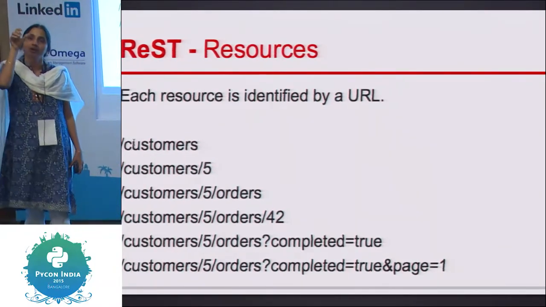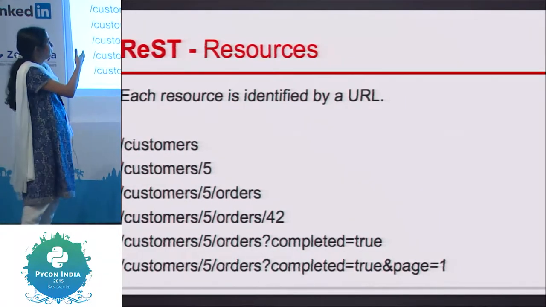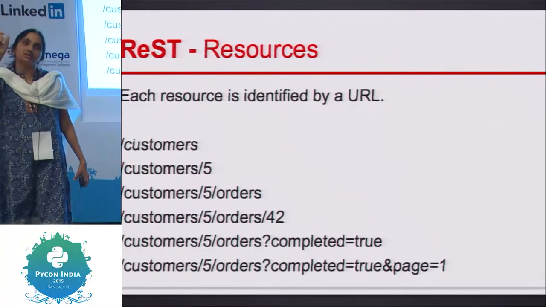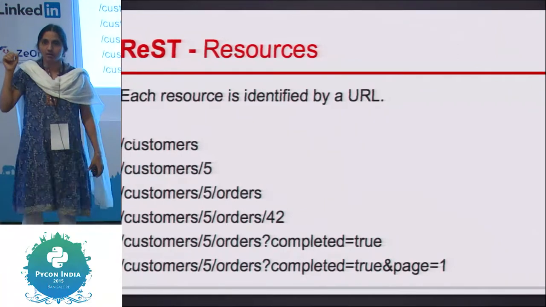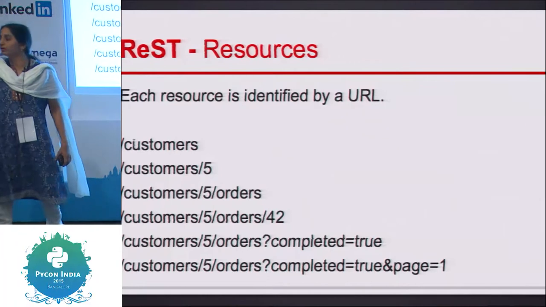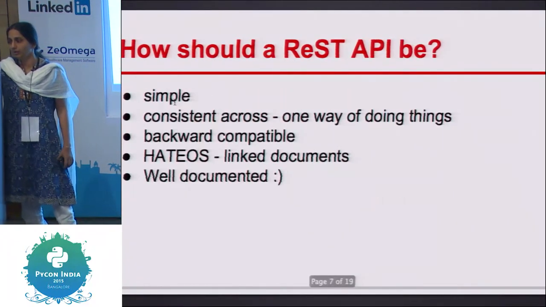The URL should be guessable. Whenever I say customer/5, I should be able to guess that the orders URL would be /orders/something with an ID there. So once you work with a REST API, working with any other REST API should be easy and guessable.